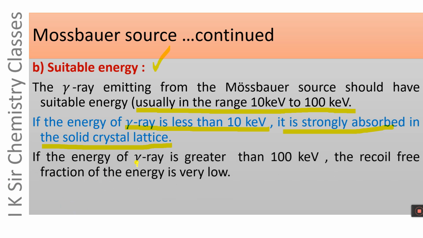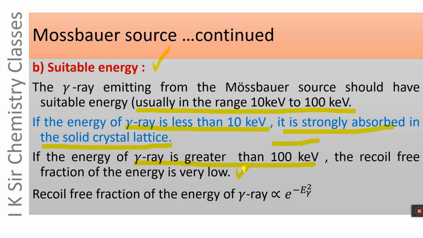If the energy of gamma ray is greater than 100 kilo electron volt, the recoil free fraction of the energy will be small. It means if the energy of gamma ray is greater than 100 kilo electron volt, the major portion of the energy of gamma ray appears in the form of recoil energy. The recoil free fraction of gamma ray energy is directly proportional to e to the power minus energy of gamma ray squared.